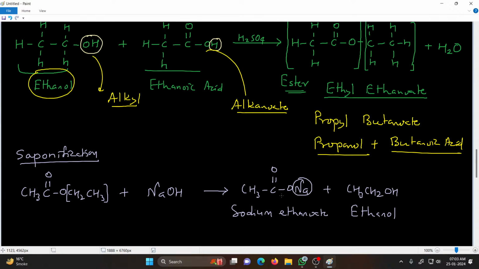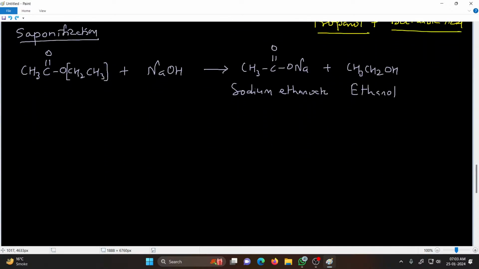Now if this is a very long chain carboxylic acid, its sodium or potassium salt is used as soap. So that's why the reaction is known as the saponification reaction. When this chain is very long and we have sodium or potassium over here, that compound is called soap.